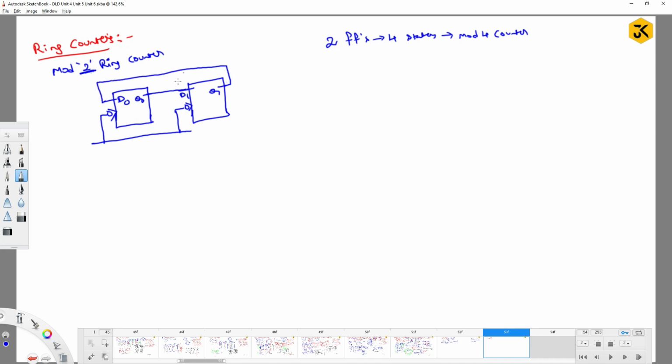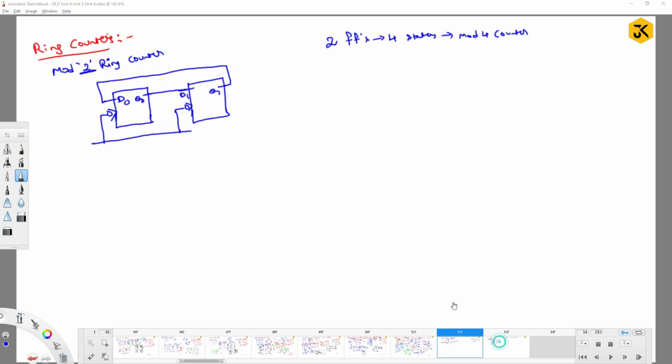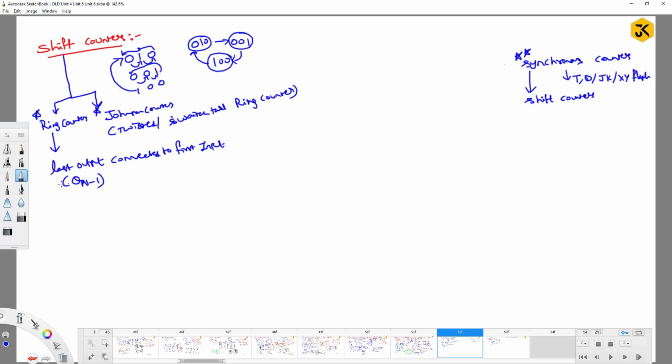Then it's a kind of a ring. What we can say in a ring counter is that the last output is connected to the first input, then you can call it a ring counter. Last output means, in terminology, Qn minus 1, am I right or not? So this is Q0, Q1 and so on, up to Qn minus 1. Qn minus 1 is connected to the input. The input can be any kind of flip flop again.